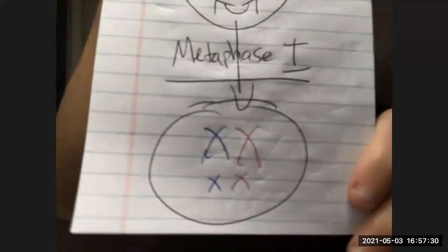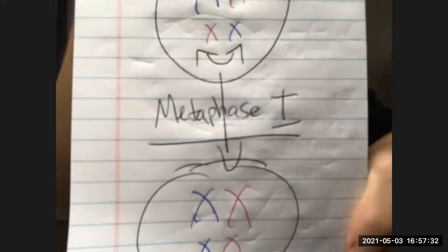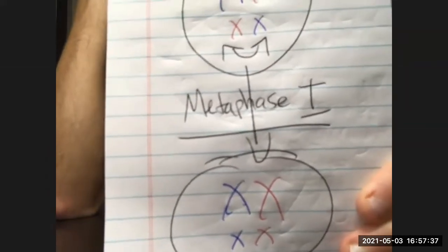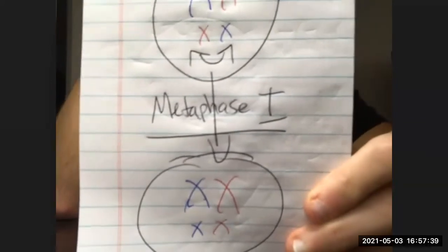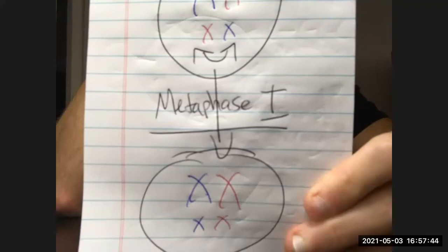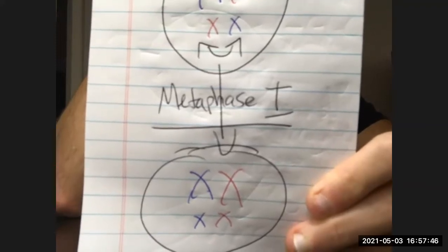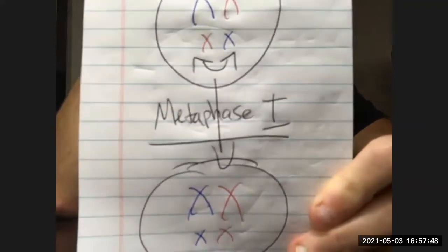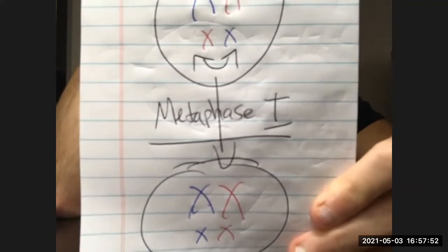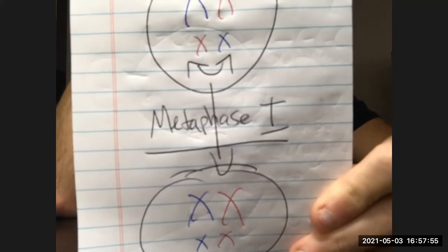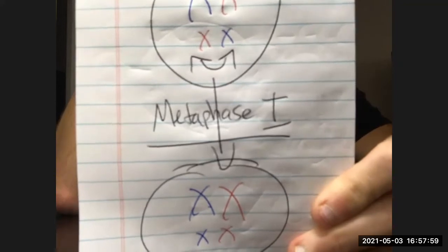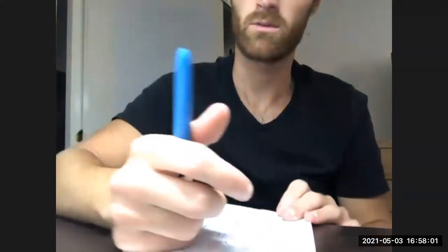So if you have 23 pairs, the math comes out to 2 to the 23rd power, which is 2 times 2 times 2, 23 times, right? And it's roughly 8 million possibilities. So that's what independent assortment refers to.